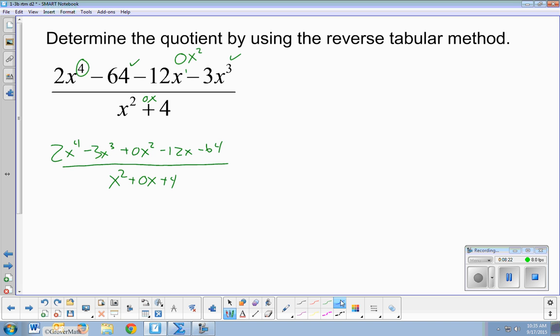So if you don't do that right away, if you jump right to trying to make the table or long division or whatever method you're doing, you're going to have a tough time if it's not in order and you don't recognize those gaps beforehand.